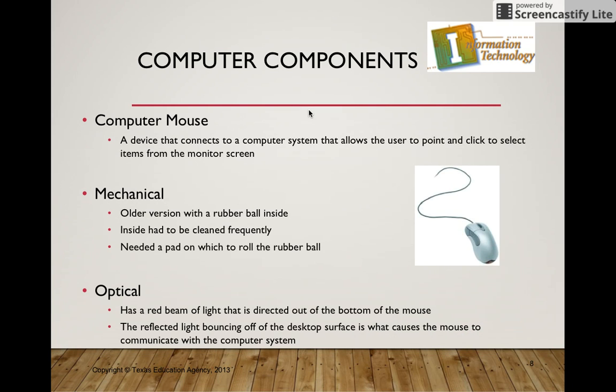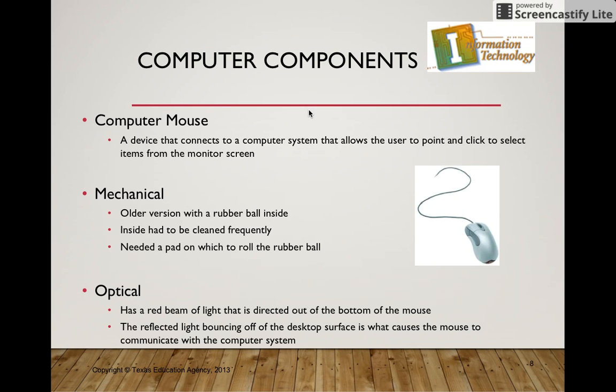We've also touched on mice or computer mouses in the last lecture, but just to reiterate some points on this as well. A computer mouse is a device that connects to a computer system that allows the user to point and click selected items from the monitor. And on that one, we discussed the different ways that you can do that, like a right click, left click, double click, dragging, pointing, all of that good stuff. There are different types of mice.